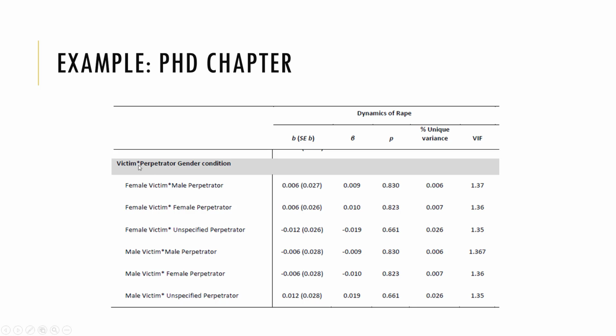So I looked at the weighted effect for the female victim, male perpetrator condition, female victim, female perpetrator condition, female victim, unspecified perpetrator condition, and so on. And luckily what I saw was absolutely no statistically significant effect. And I did have adequate sample size for the number of predictors that I had included. So my conclusion was that there weren't any pre-existing differences between these groups.